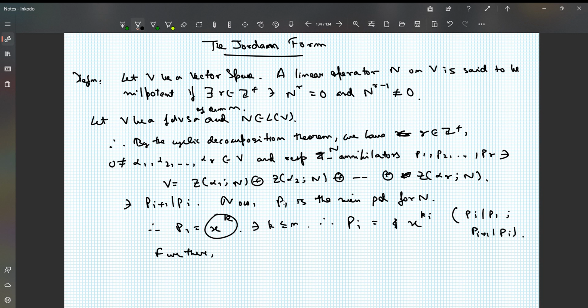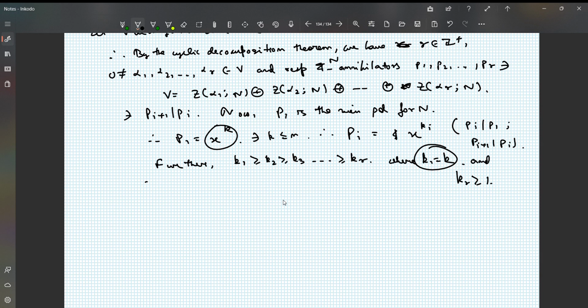So further, if every p(i+1) divides pi, then the powers should decrease as the index i increases. So k1 should be greater than or equal to k2, greater than or equal to k3, and so on till kr, where k1 should be equal to k, and this kr should obviously be greater than or equal to 1. Clear?